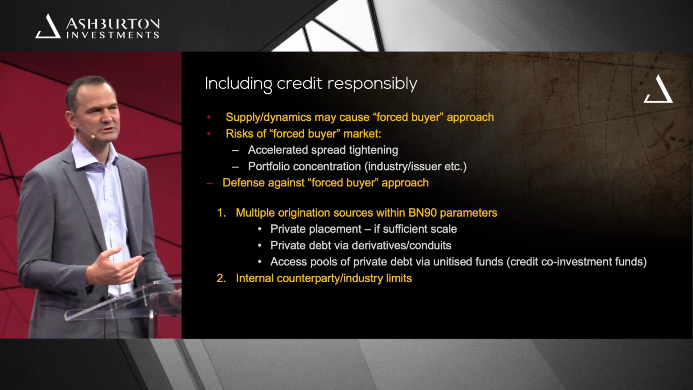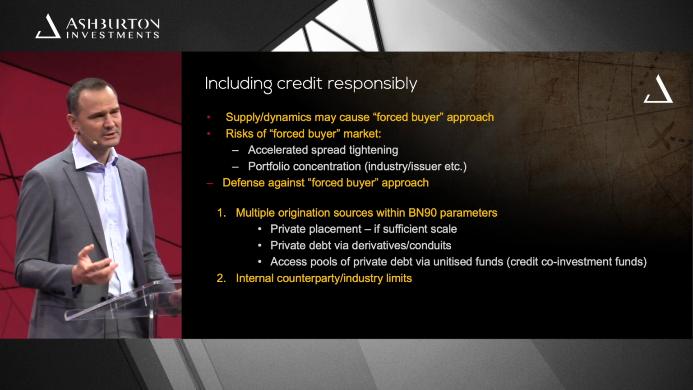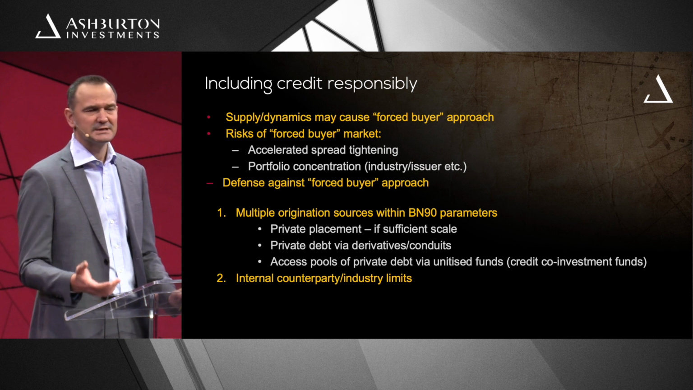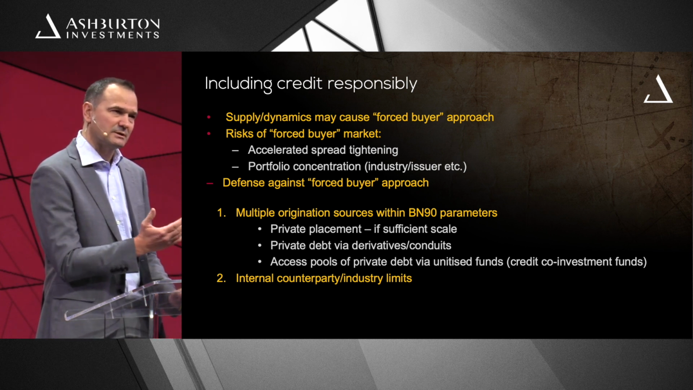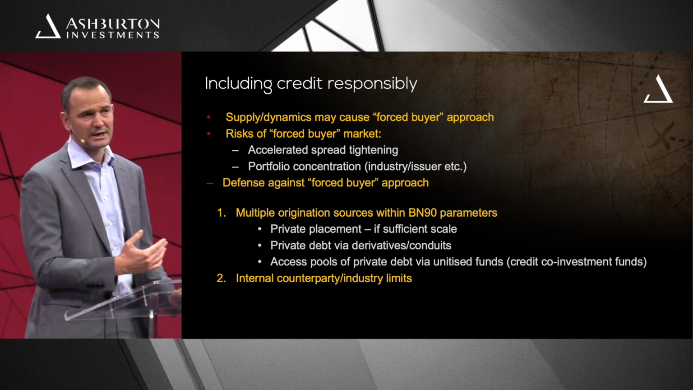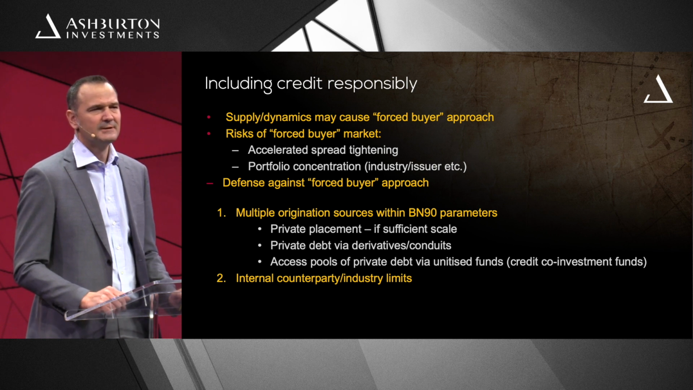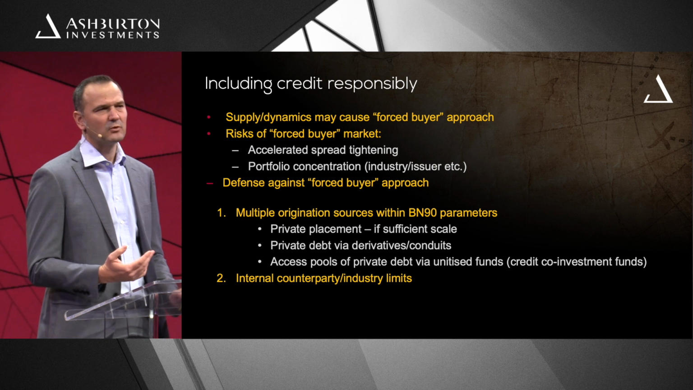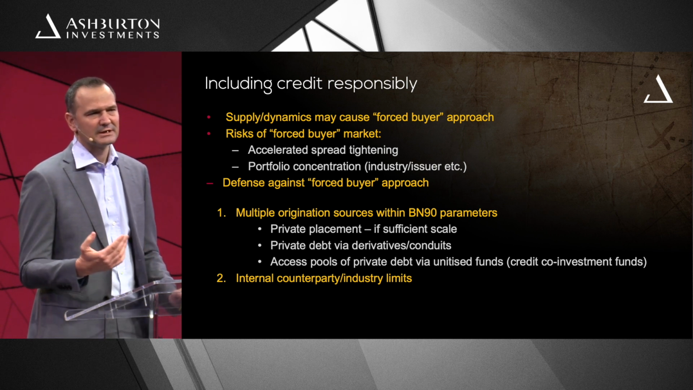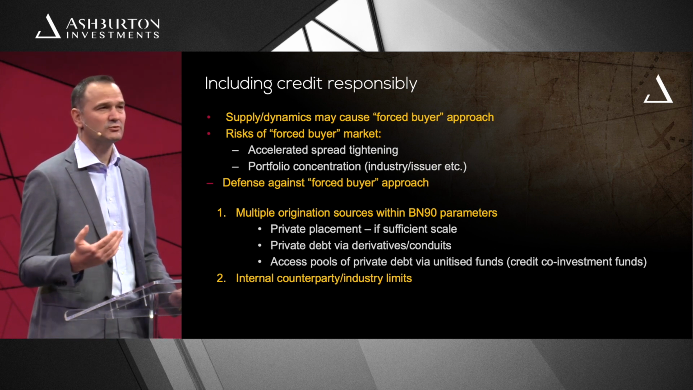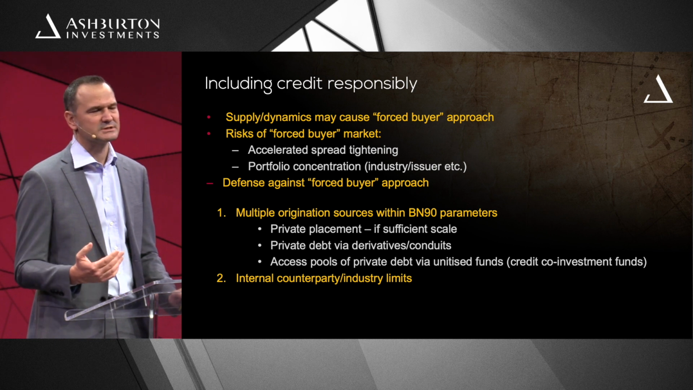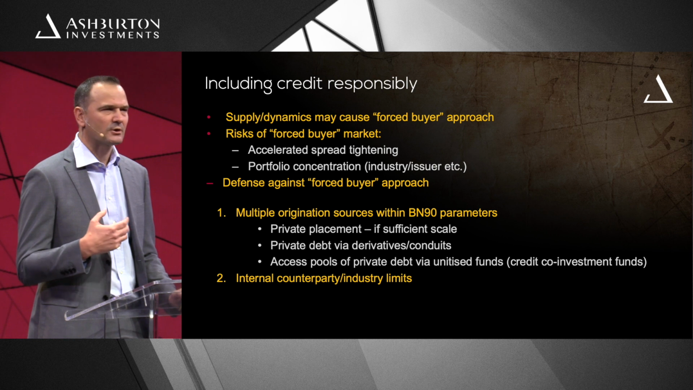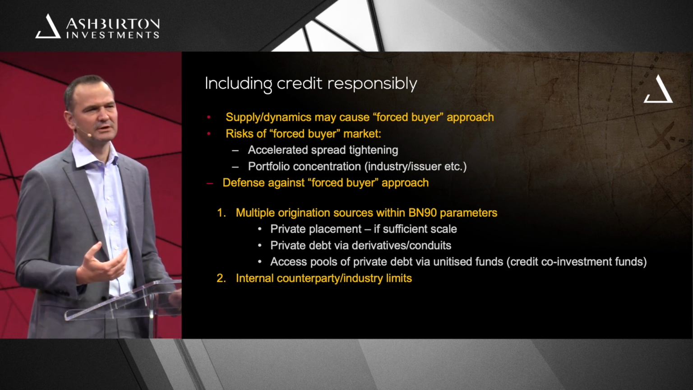I think if you start seeing managers adopting that forced buyer approach, you see an acceleration in spread tightening as everyone crowds towards the lower end of guidance or through guidance on primary auctions, and you also see people bidding outsized portions for paper that they're probably just including too much of a single issuer in their portfolios, and that really does create concentration across issuers and industries in portfolios.